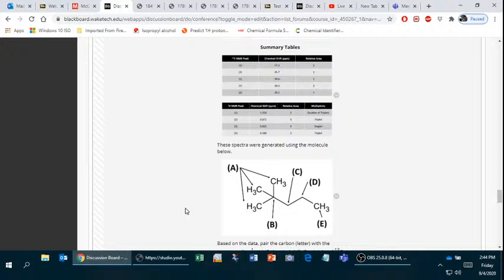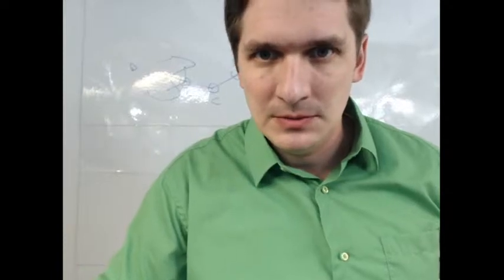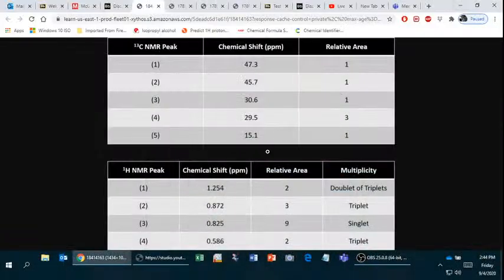So how do we do the carbon 13 and the NMR assignments? So let me make sure I got the question right before I go forward. So the question is asked for the summary table of 1H, a singlet, and number 4 be a triplet. So if we go to the table, well, let's just see if this is correct. So we've got a chemical shift at 1.254 ppm.